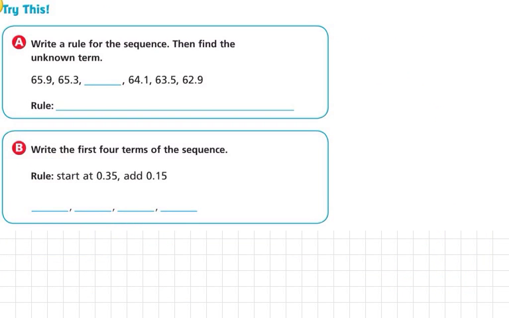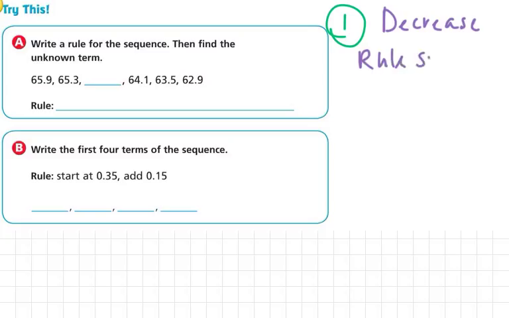Now we're going to try one more strategy. It says write a rule for the sequence and then find the unknown term. So what I'm going to do is start here, and ask myself the first question: is this an increase or a decrease? As I go through, boys and girls, I see that the numbers are getting smaller. So I know that first this is a decrease, and that means that my rule must have subtraction in it.